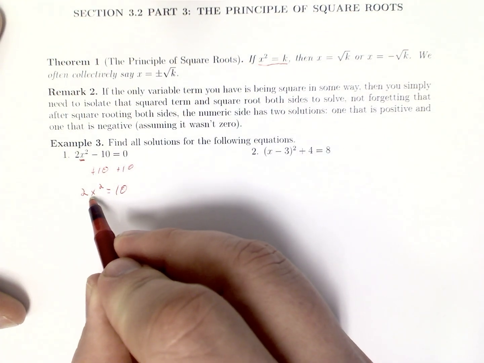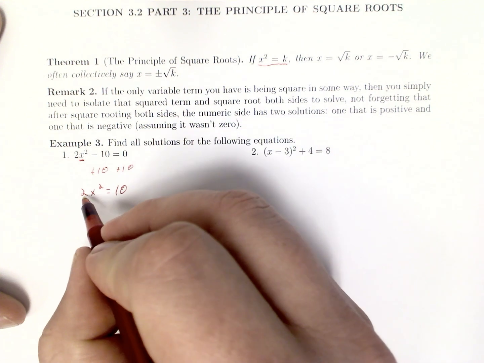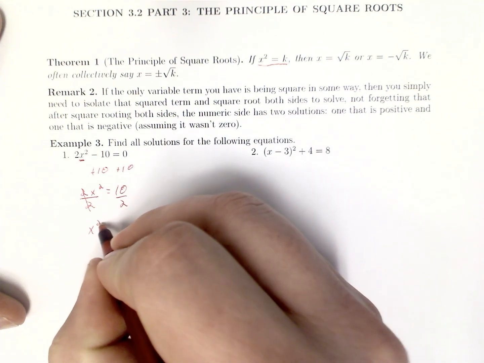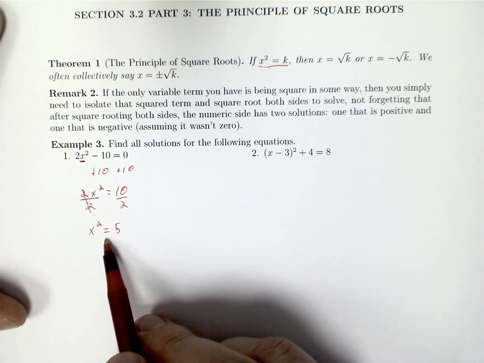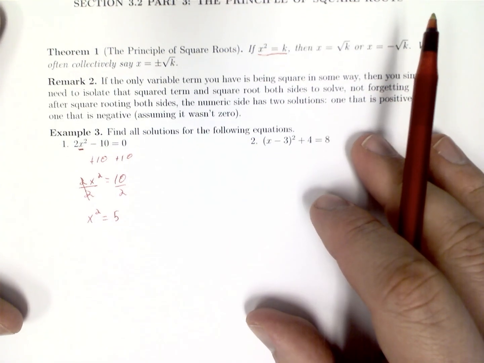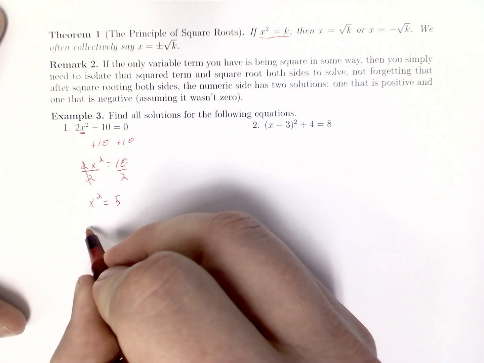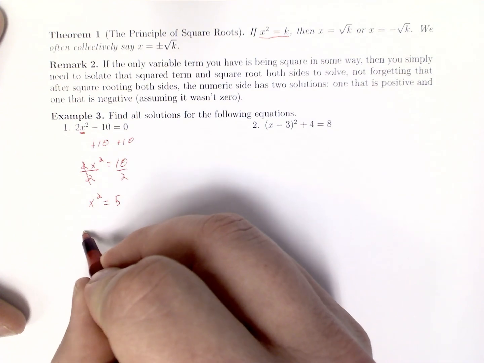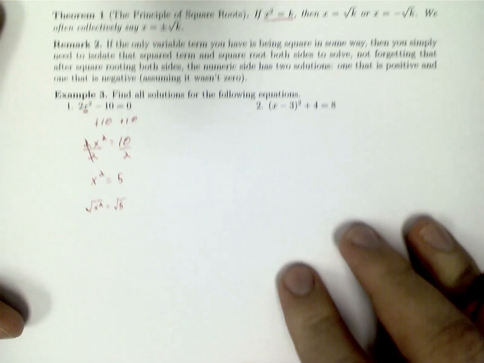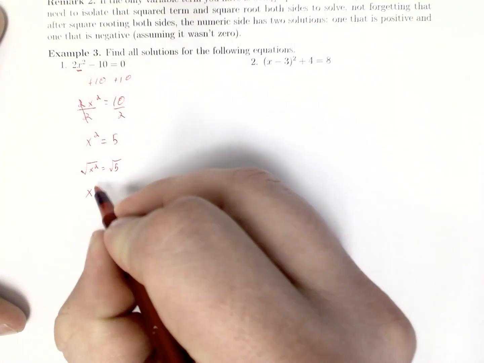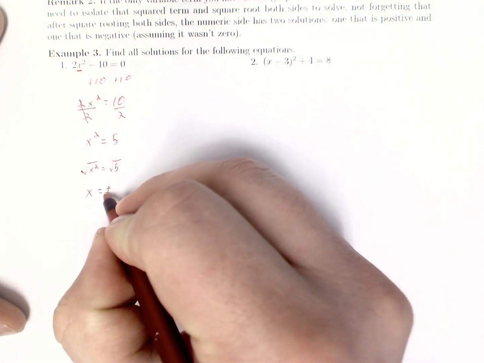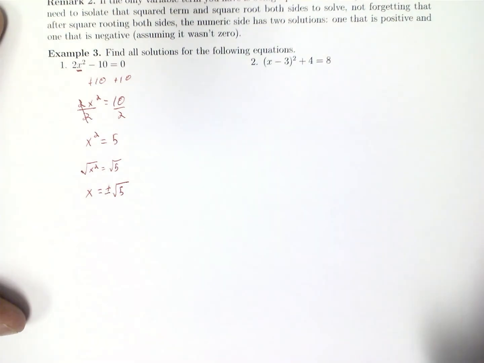How do we, again, further isolate the x squared? Well, we need to get rid of the 2, so divide both sides by 2. And we have x squared equals 5. And now we're back to this exact situation. x squared equals k. And what do we do here? Well, we just square root both sides. And when the x squared and the square cancel, we need to remember to put a plus minus in front of here.